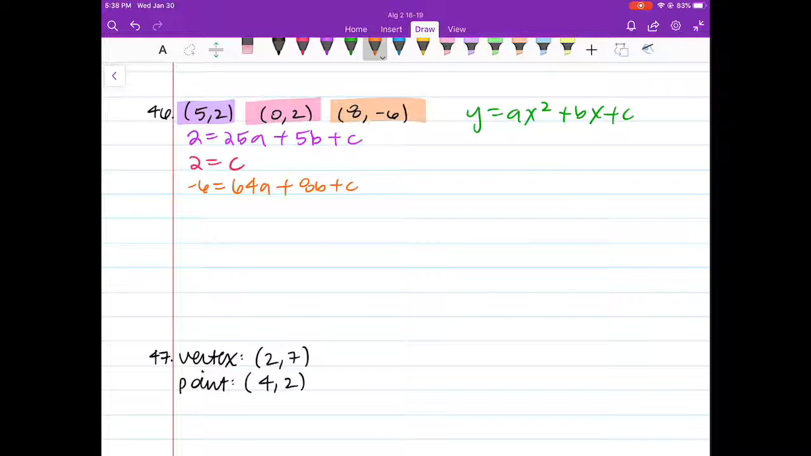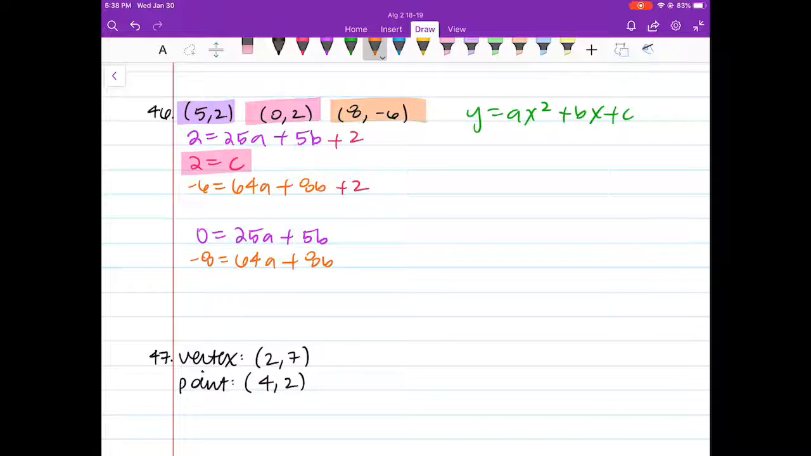Now from here, the first thing we want to do is recognize that we were given a value. That is amazing. So 2 is c. So from the very get-go, I'm going to replace both of those with plus 2, since they were both our c values. Well, if that's the case, that means I only have 2 equations with 2 unknowns, a and b. So in my first equation, my purple one it looks like, I'm going to go ahead and subtract 2 from both sides. So I have 0 equals 25a plus 5b. And for my second equation, again, subtract 2 from both sides. Negative 8 equals 64a plus 8b.